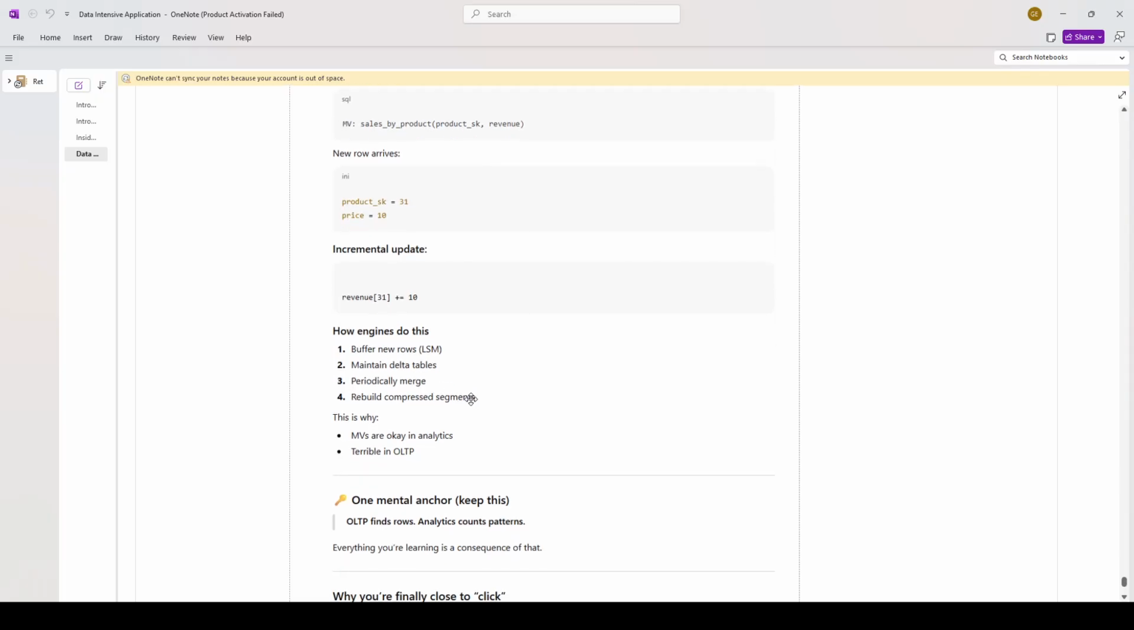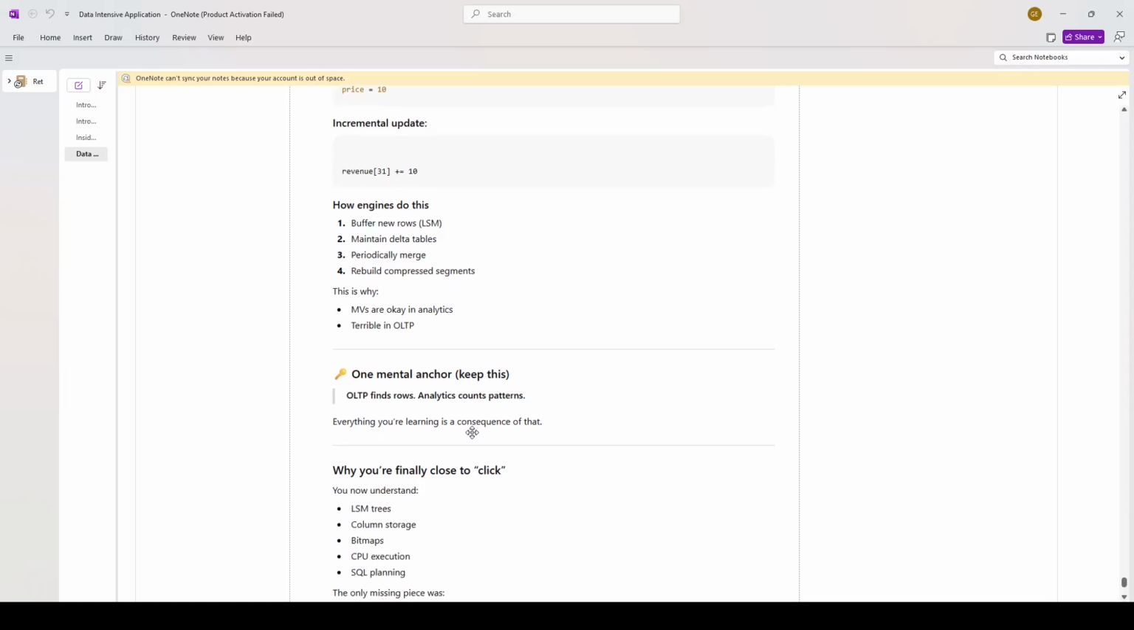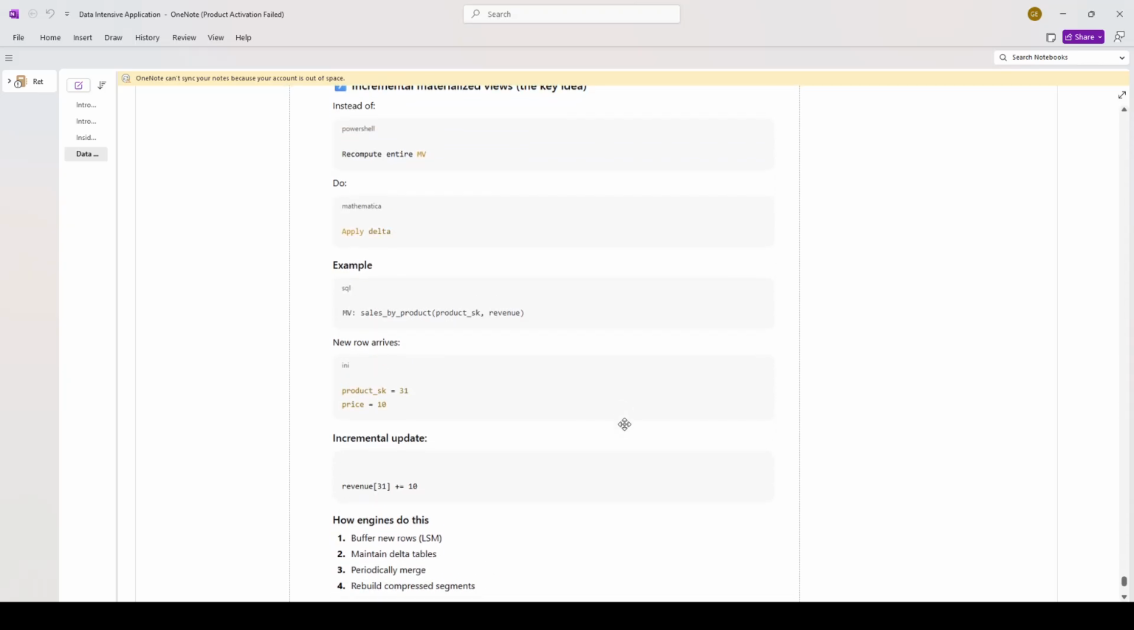How do engines do this? First, buffer new rows, LSM. Second, maintain delta tables. Third, periodically merge. Fourth, rebuild compressed segments. This is why MVs are okay in analytics, terrible in OLTP.